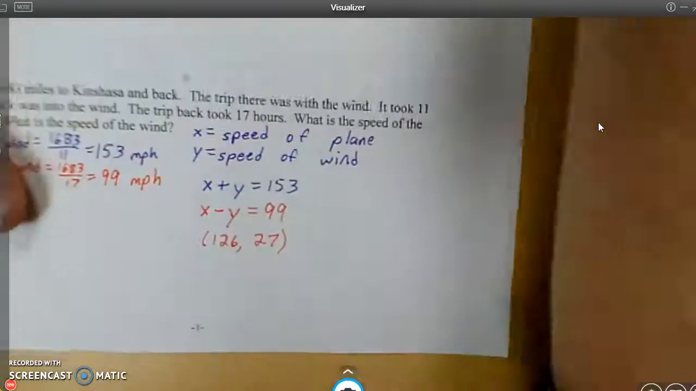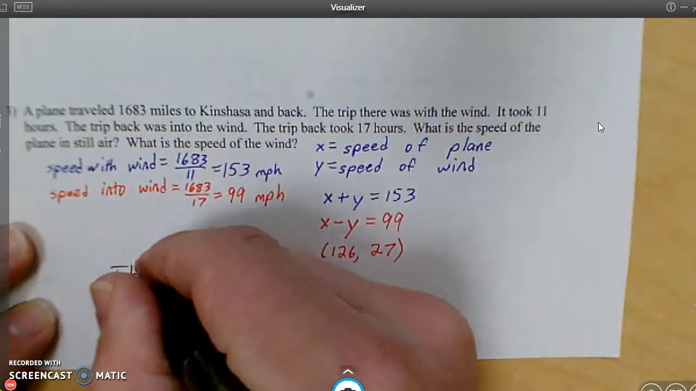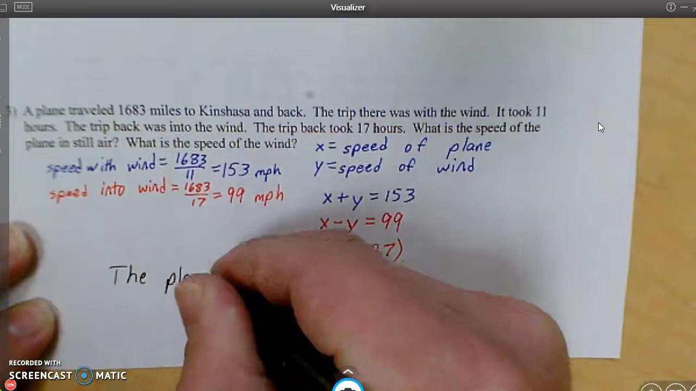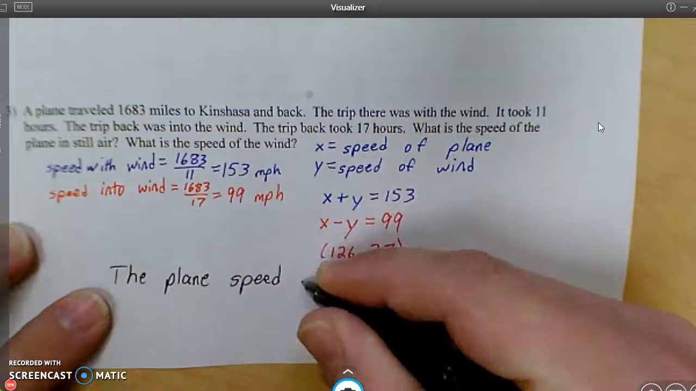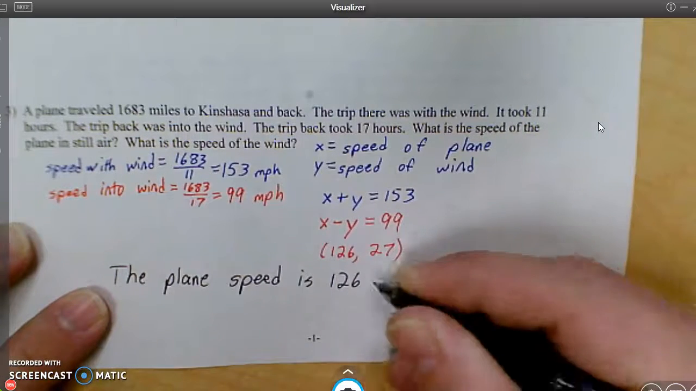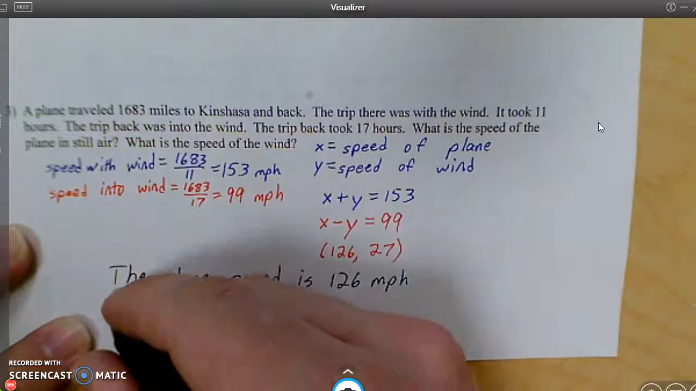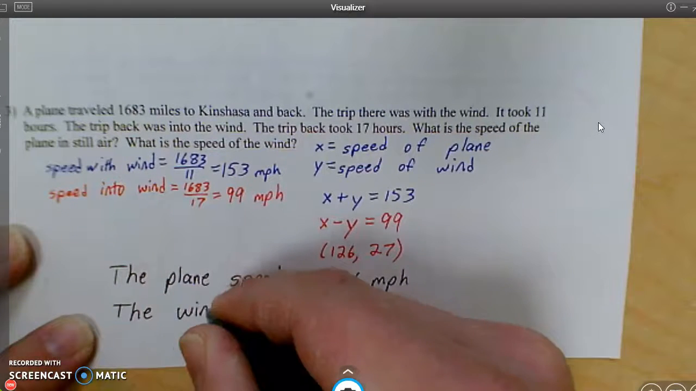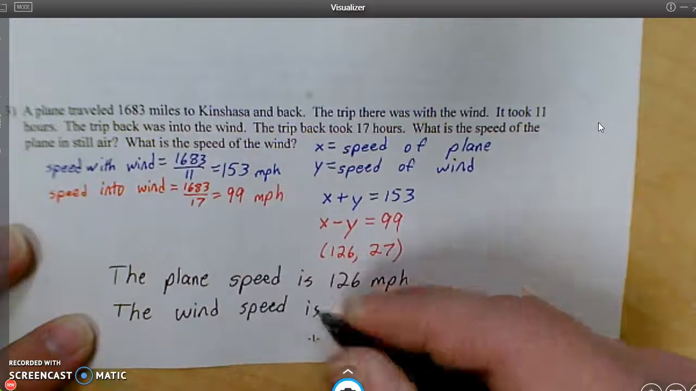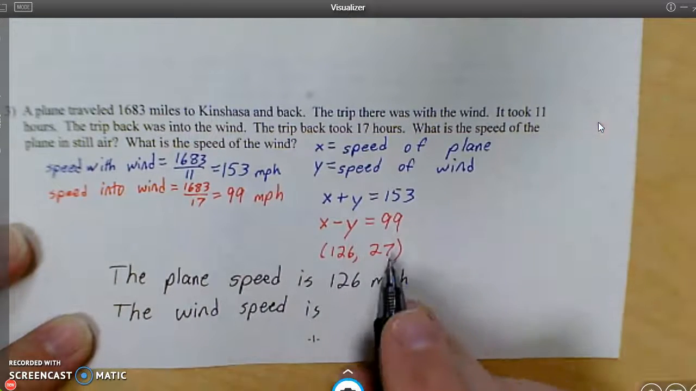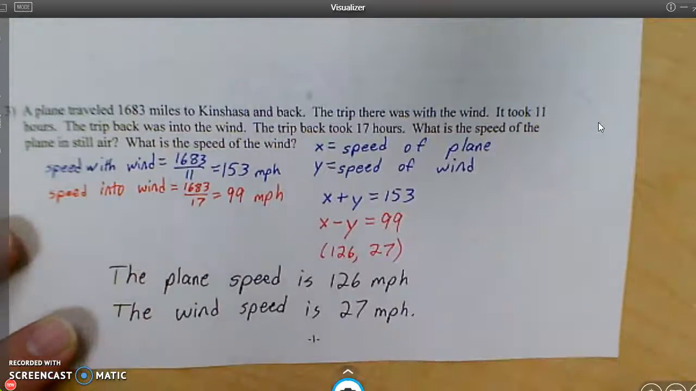So, the speed of the plane in still air is 126 miles per hour. And for the wind, that's my y value. As I made note of earlier, that's 27 miles per hour. And I'm finished with this problem.